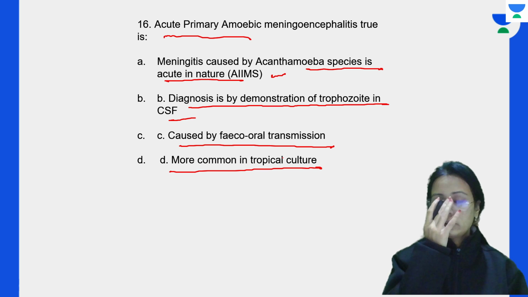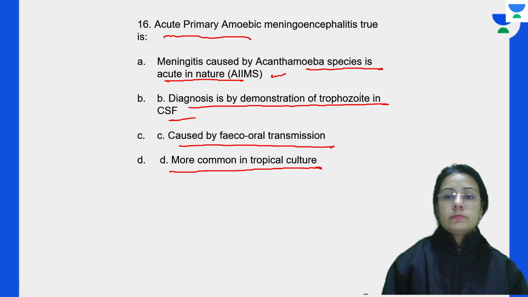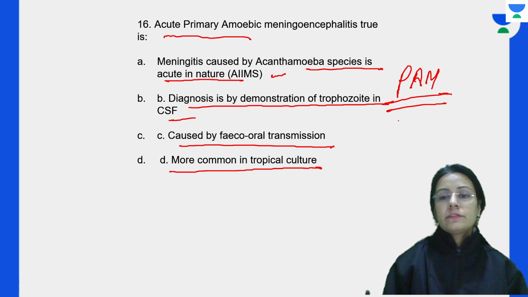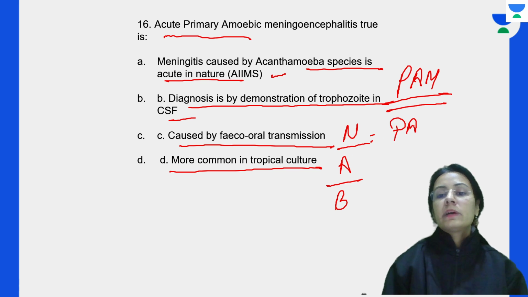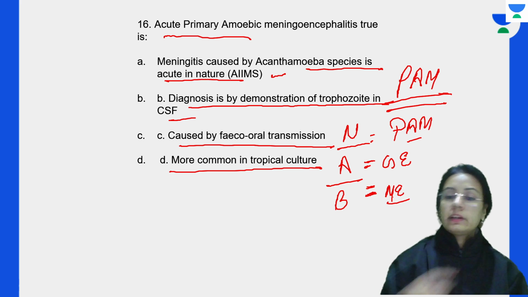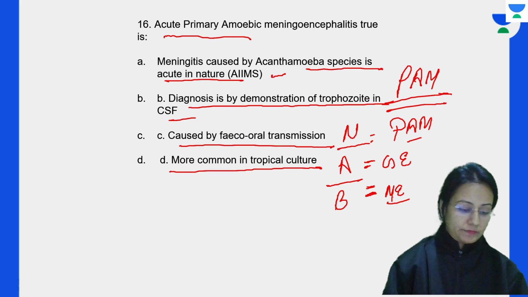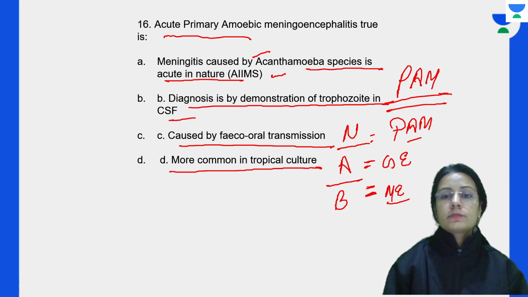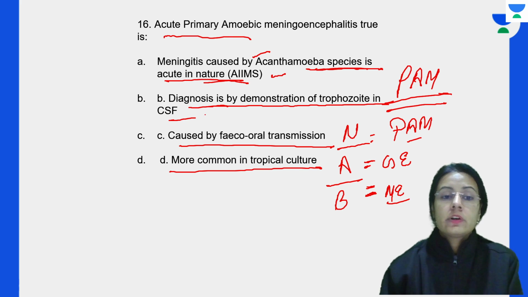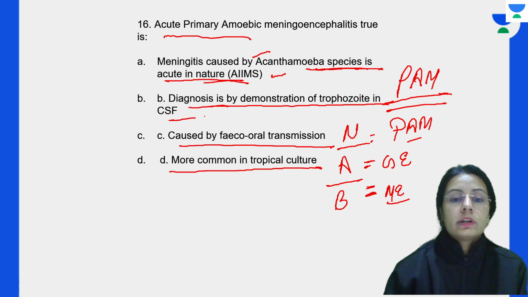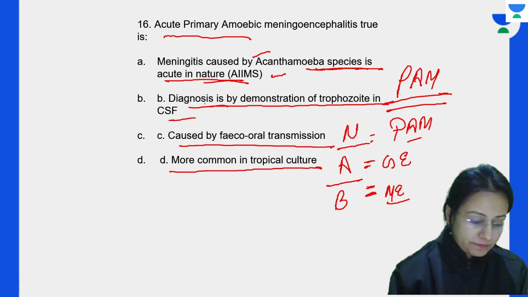Yes, so which of the following statements is true regarding PAM, that is primary amoebic meningoencephalitis? We have three free-living amoebae: Naegleria, Acanthamoeba, and Balamuthia. PAM is caused by Naegleria fowleri, Acanthamoeba is responsible for granulomatous encephalitis, and then we have Balamuthia, which also causes meningoencephalitis. So, meningitis caused by the Acanthamoeba species is acute in nature, diagnosed by demonstration of trophozoites in the CSF, caused by fecal-oral transmission, and more common in tropical cultures.